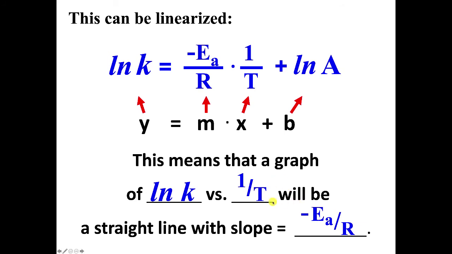Be able to take temperature. Notice this is capital T for temperature, not lowercase t for time. So temperature versus rate constant data, graph them in the appropriate way. Get the slope of the line from that graph, and that allows us to determine the activation energy value E sub A, which is a constant for a given reaction.